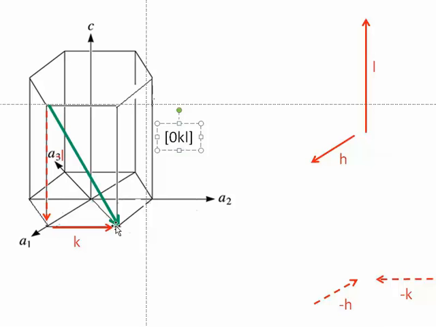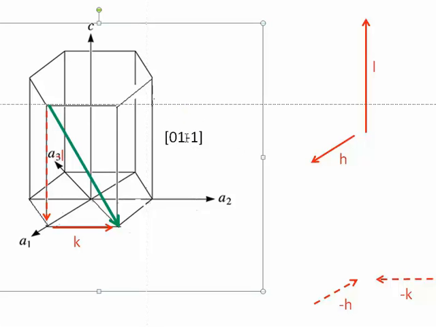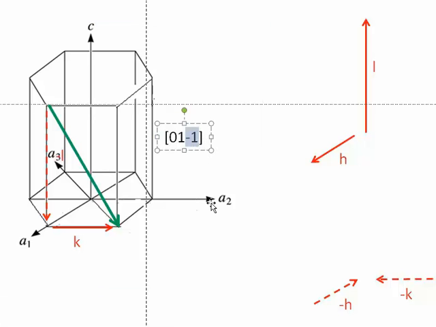So we can see that we must combine 0 h with plus 1 k and minus 1 l. I'm not sure how to put a bar on this software, so I'll just leave it at that. But we should write that 0, 1, 1 bar.